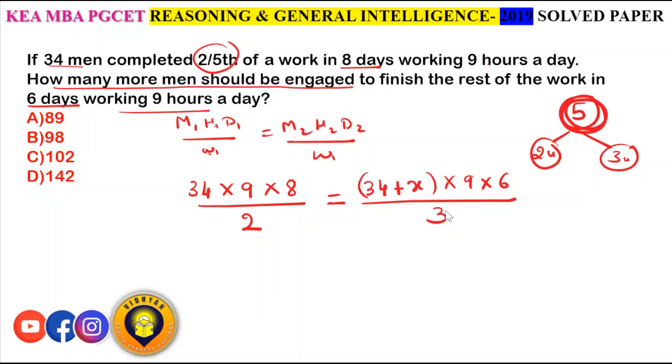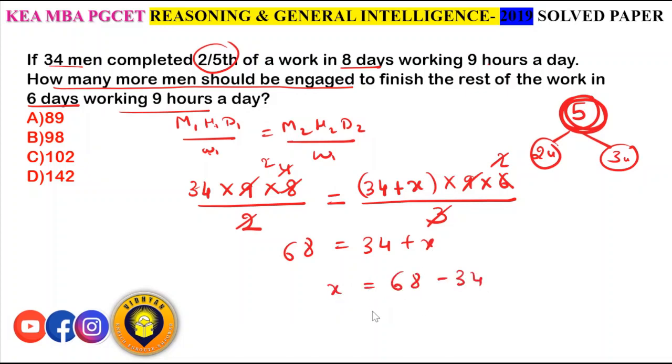Okay, so cancel the common values. 3 1s are 3, 3 2s are 6, 9 and 9 get cancelled, 2 1s are 2, 2 4s are 8, 2 1s are 2, 2 2s are 4, 34 into 2 is 68. 68 is equal to 34 plus x, therefore x is equal to 68 minus 34, which is 34. Okay, 34 extra men should be added here, but the options are wrong, so this was a grace mark. The actual answer here is 34. So 34 more men should be engaged. Okay, so this is the method to solve this kind of question.